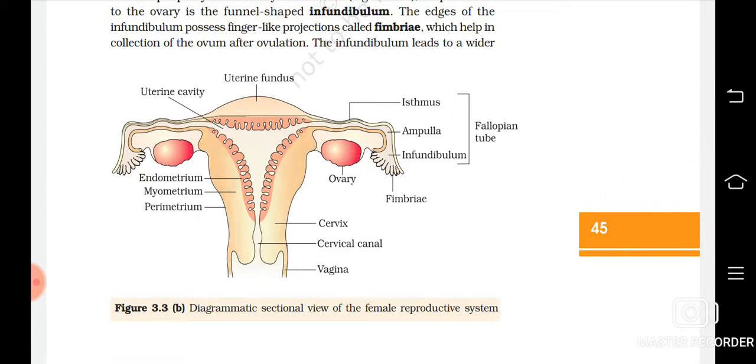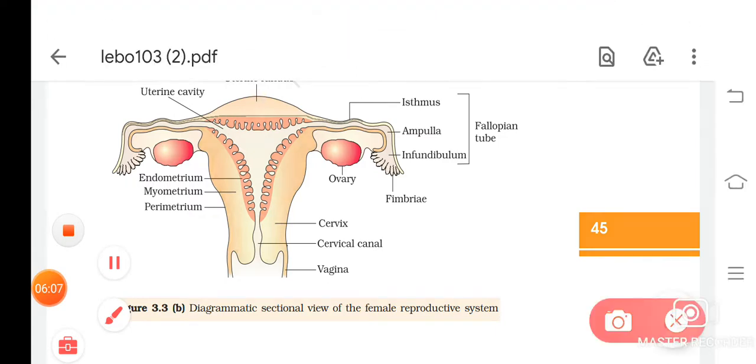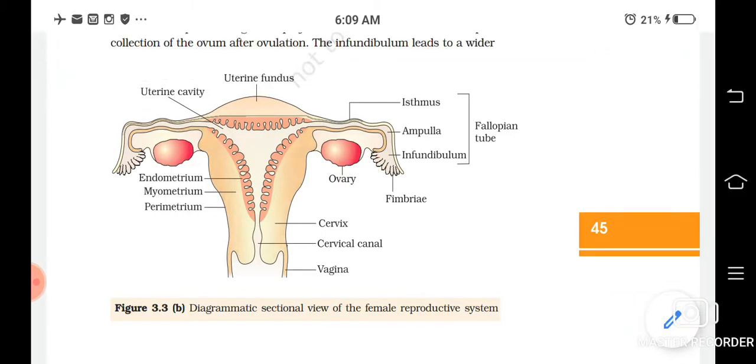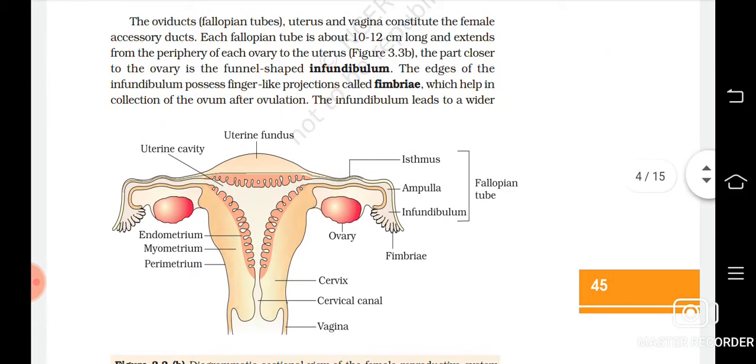Now the function of fimbriae: when the ovum is released from the ovary during ovulation, what happens? The ovum gets released from the ovary, and this ovum is collected by the fimbriae into the fallopian tube. Understood? Collection of the ovum after ovulation is the function of what? The fimbriae.